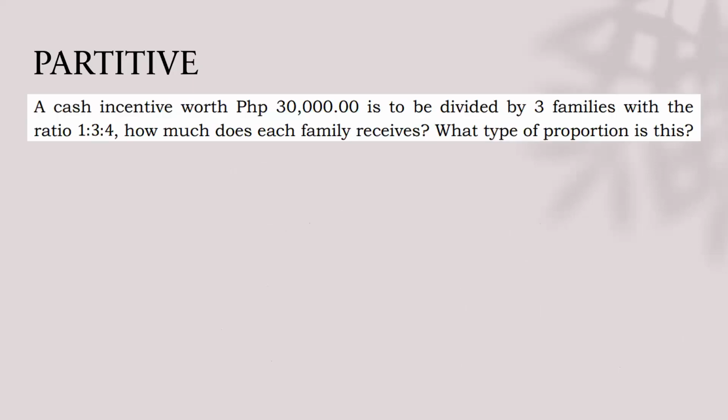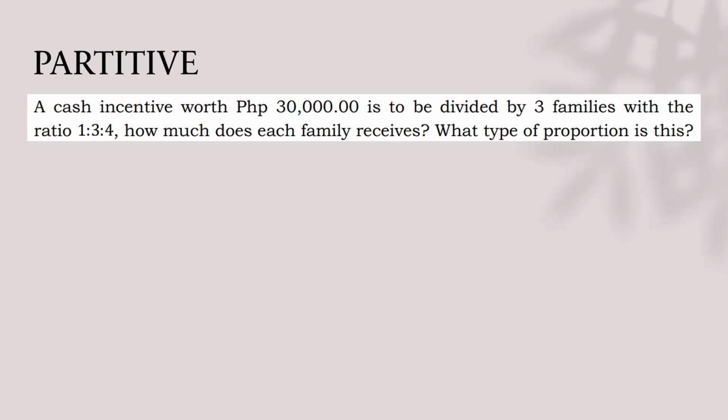The third one is the partitative. Ibig sabihin nito, sa partitative, hindi siya na-check kung proportion. Kasi ang gagawin natin, given na yung proportion natin, at hahatiin na lang natin ang whole sa isang proportion. Just like here, a cash incentive worth 30,000 is divided by 3 families with the ratio 1:3:4. How much does each family receive?